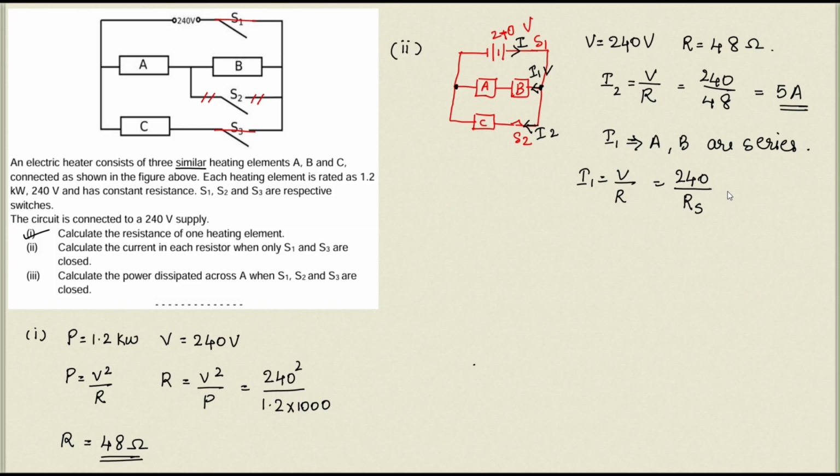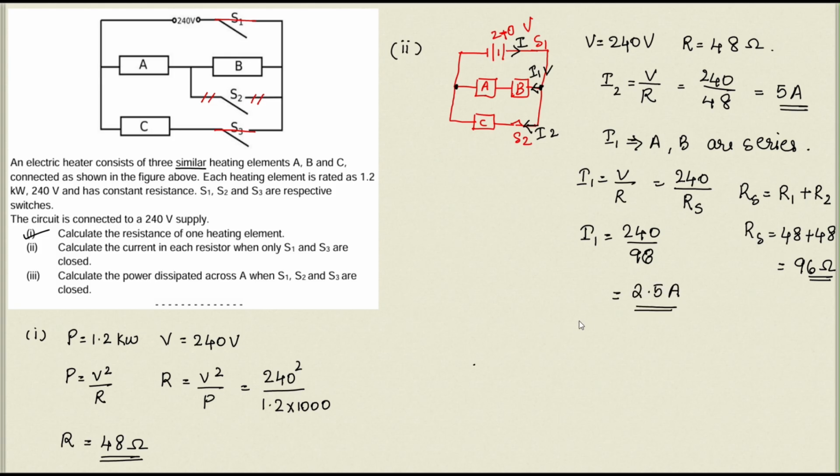Yes. As they are in series, the effective resistance Rs can be found using the relation R1 plus R2. That is, Rs is equal to 48 plus 48, because they are similar, which is 96 ohms, the effective resistance of A and B. So how much is the I1 current? I1 is equal to 240 by 96, not 98, it is 96. So 240 by 96, we get 2.5 amperes of current.